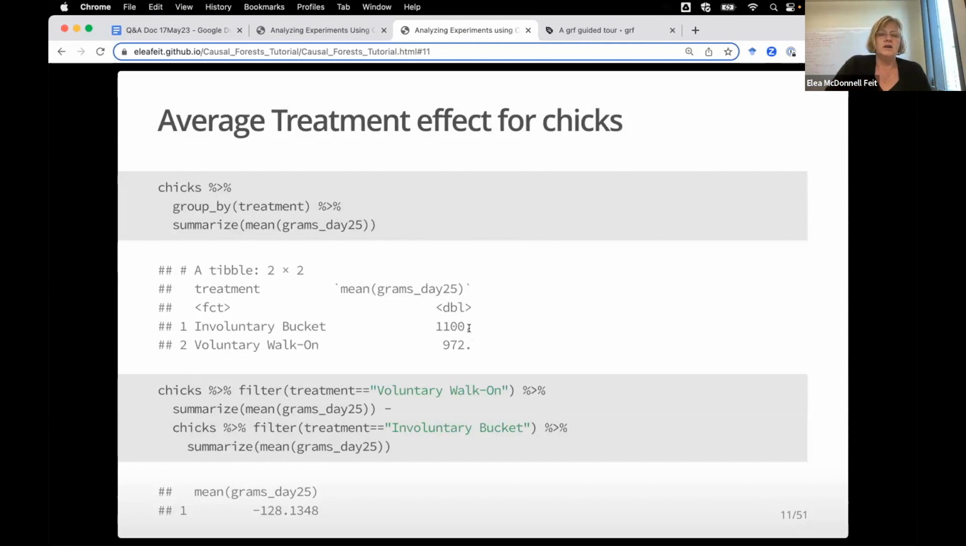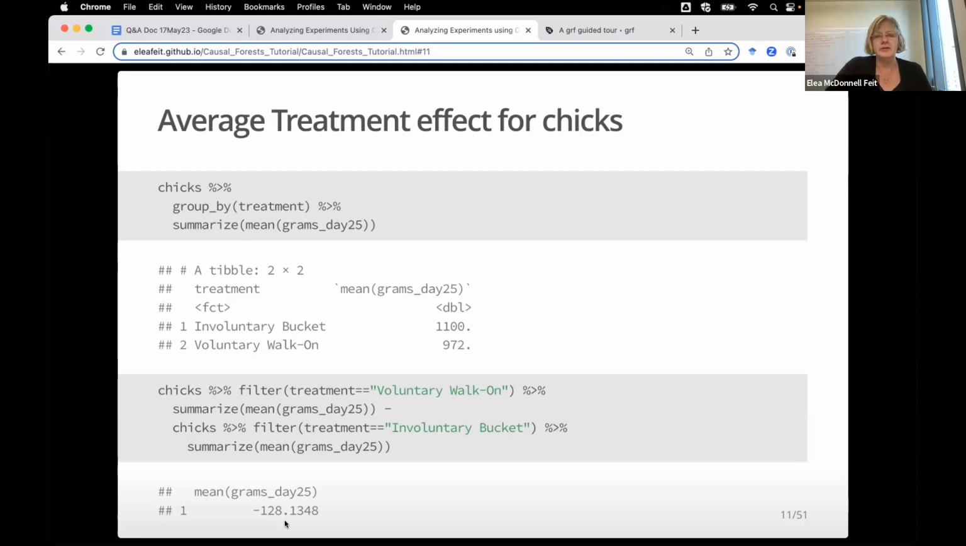So that was 1,100 grams for the involuntary bucket and 972 grams for the voluntary walk-on. So it turned out that the ones that were being trained to walk onto the scale actually didn't gain as much weight as the ones in the involuntary bucket group. And in fact, if we take the difference in means, we get a number, 128.13 grams, but it's negative, meaning that the ones that were doing the voluntary walk-on gained less, which wasn't what the scientists expected, right? Their hypothesis was the other way around.